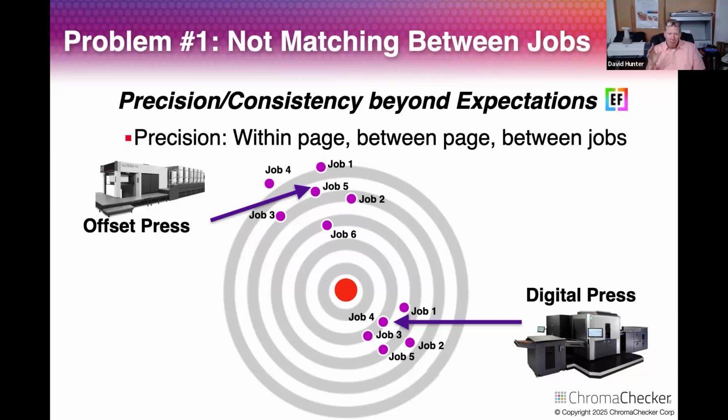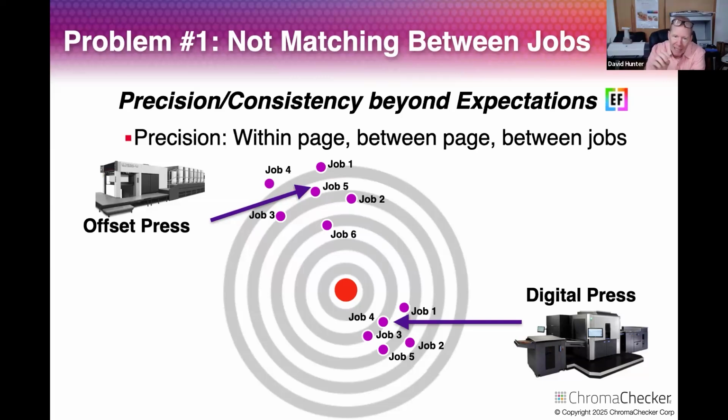So number 1, not matching between jobs. We're talking about precision and consistency. If we talk about an offset press and we print 5, 6 different jobs, how close are those jobs to one another? Well, obviously there's going to be some amount of variation between an operator, but also there's usually a fair amount of variation even within the same operator. And so same with the digital press. So now notice we've got a dart target out here, and we've got dart holes in terms of how the press printed job 1, job 2, job 3.